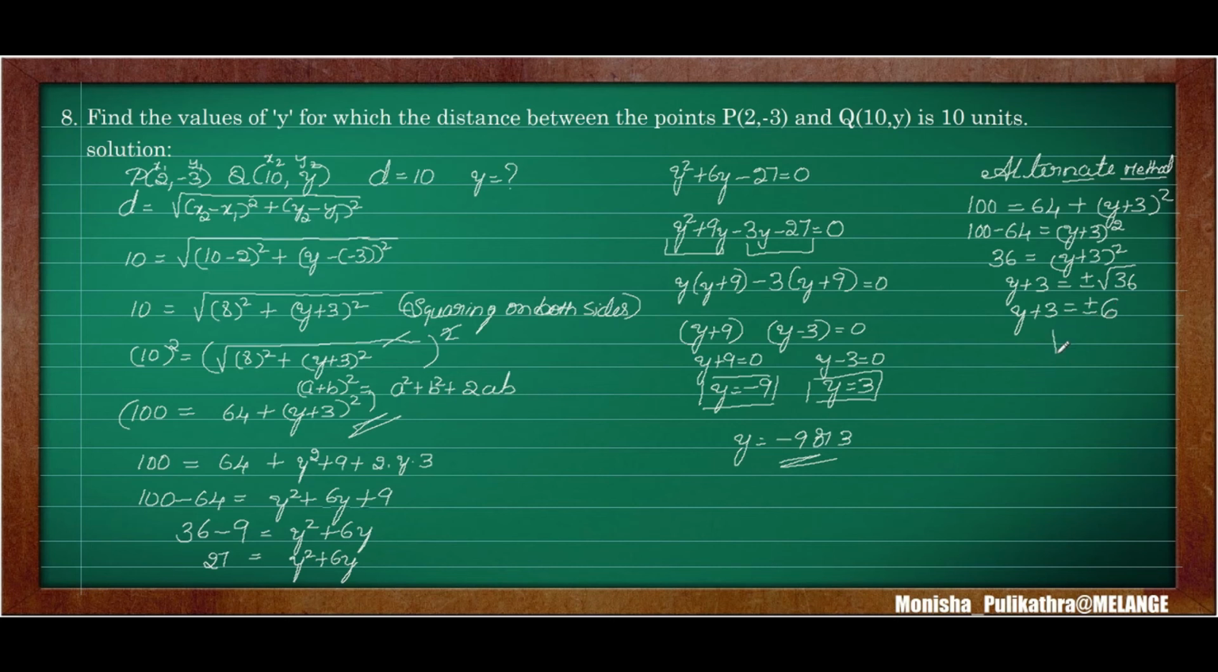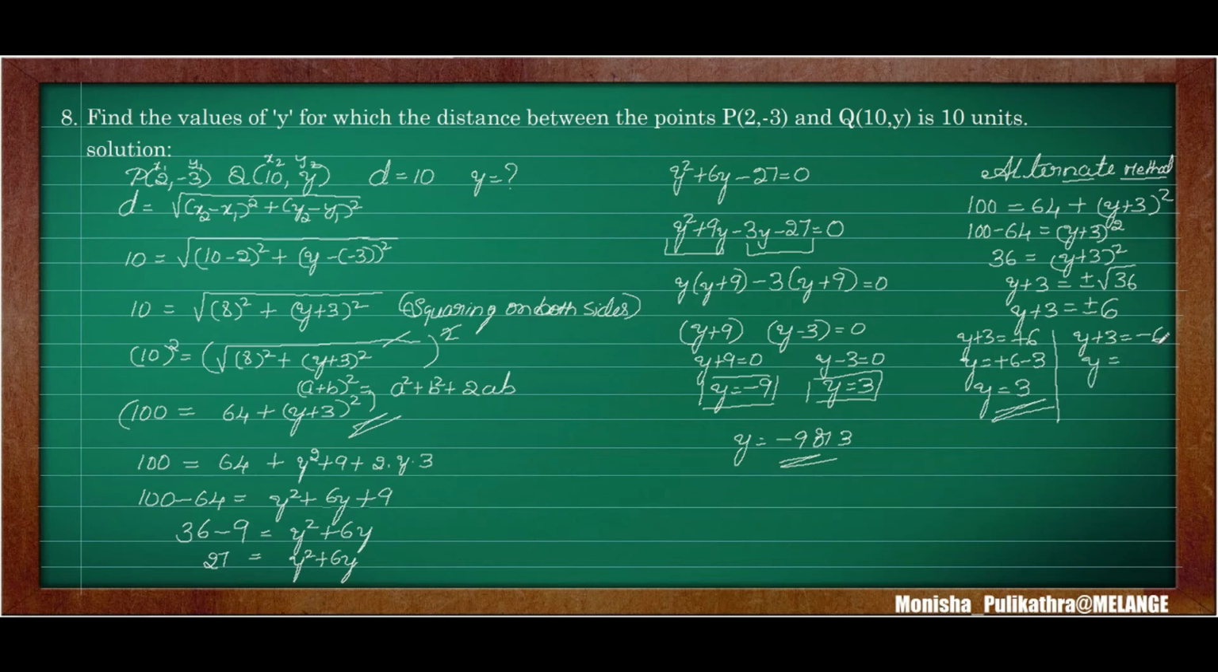Next I need to separate it such that in one equation it comes plus 6 and in the other equation it comes minus 6. That is, y plus 3 is equal to plus or minus 6. In the first case I can take it as plus 6, in the other case I can take it as minus 6. Here y is equal to 6, and if I shift plus 3 to the other side, it will become minus 3. So y is equal to 6 minus 3, which is 3. Y is equal to 3.